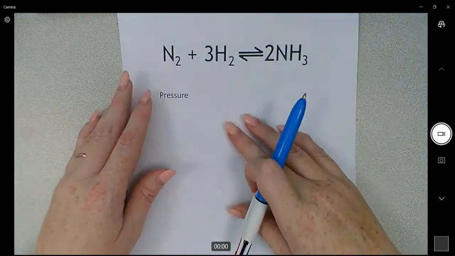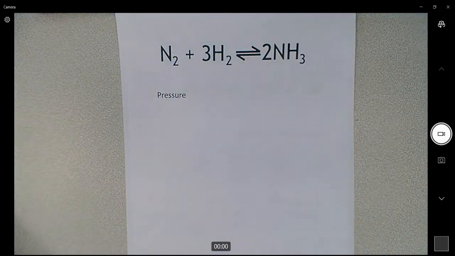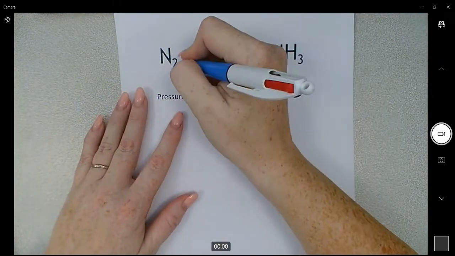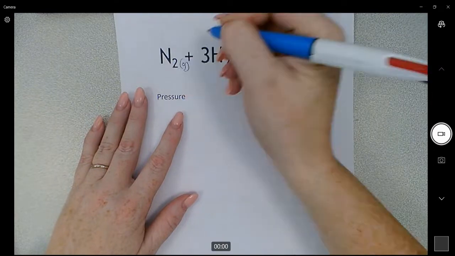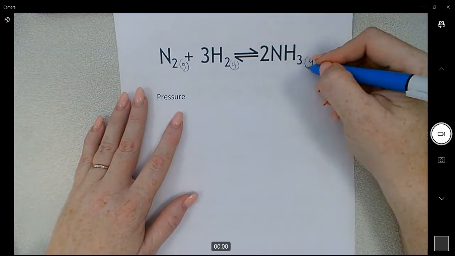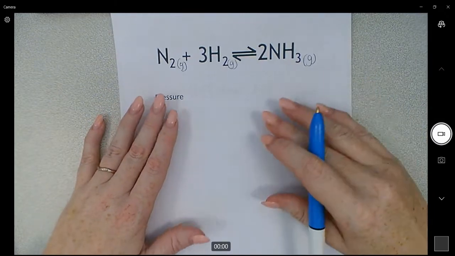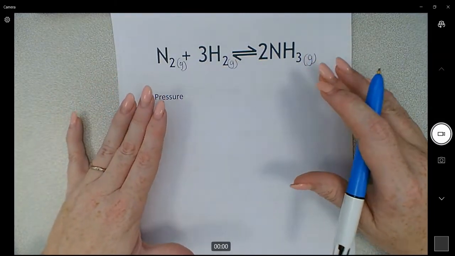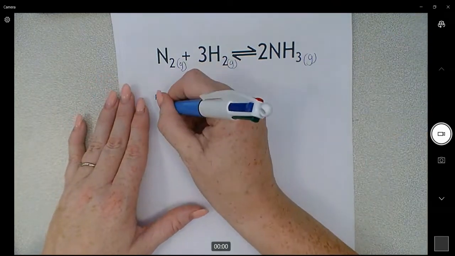The next thing we're going to look at is pressure. So again, I'm keeping the equation the same, just because I do think it will link to the Haber process. And we're going to annotate this equation because we should know already that nitrogen is a gas, hydrogen is a gas, and ammonia is a gas. Okay, so pressure really only affects the equilibrium if it involves gases. So we're going to write that down.